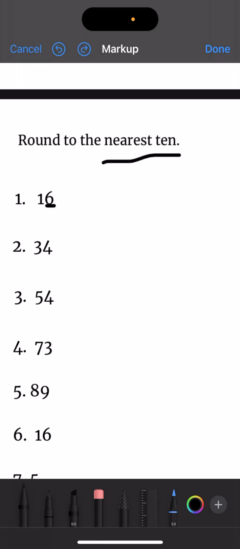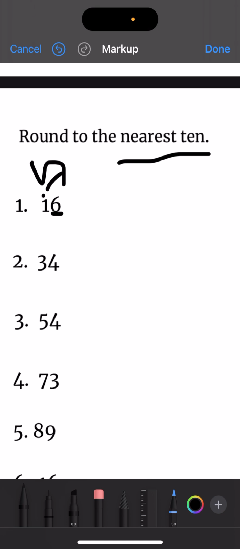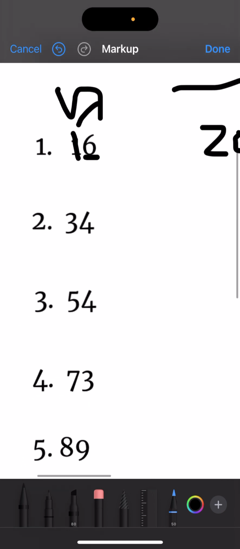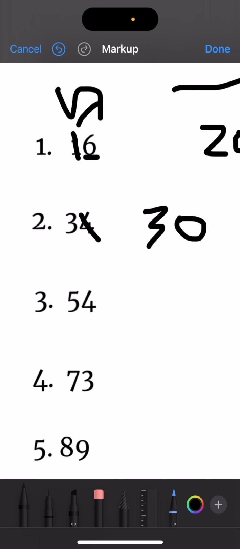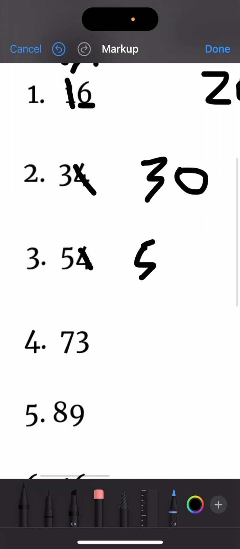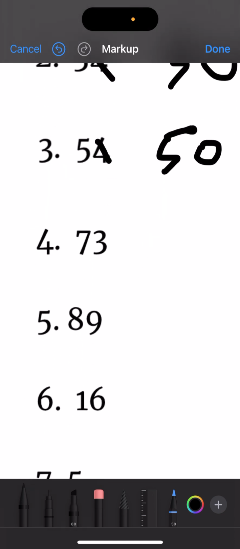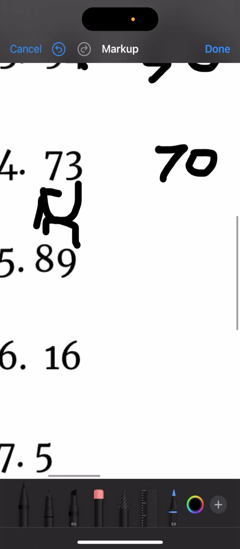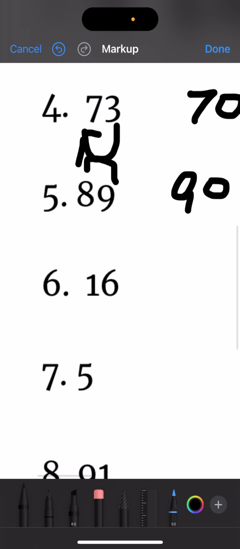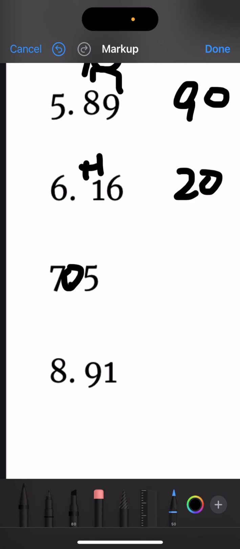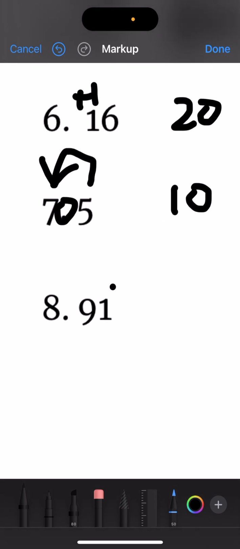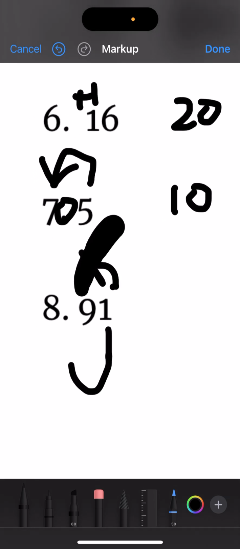And 6 is greater than 5, so we round up 1, so that would be 20. 4 rounds down, so it would stay at 30. 4 rounds down again, so this would stay at 50. 73, 3 would round down, so it would stay at 70. 9 would round up, so this would become 90. 6 rounds up also, so that's a +1 over there, so it becomes 20. 5 would round up, so this would become 10. 1 would not round up, it would round down, so this would stay at 90.